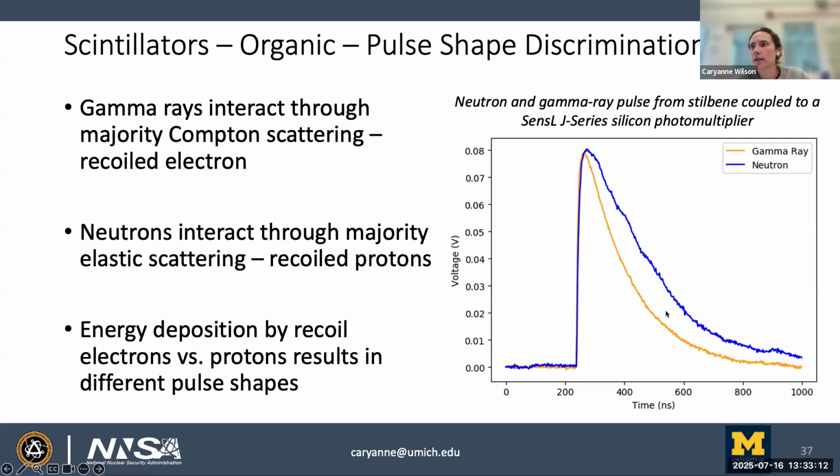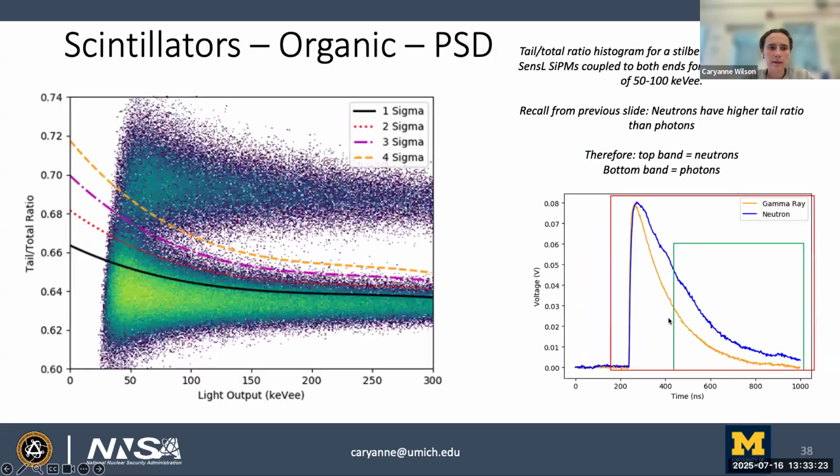And this is just an example of how those pulses look different. As you can see, the neutron has more light output in the tail than the gamma ray does. So we can do this technique called pulse shape discrimination, where you take the ratio of the tail integral of the pulse to the total integral to determine what kind of particle is a neutron and what is a gamma ray. And because neutrons have more delayed fluorescence light output, they have a higher tail to total ratio.